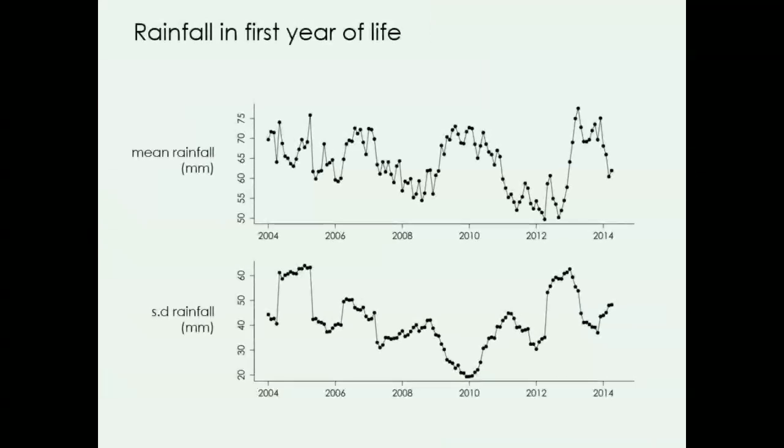And in particular, I've been looking at the importance of the rainfall they experience in their first year. So this first year is their main developmental period. This is when they do almost all their growth. After a year, they tend to sexually mature and start to reproduce.